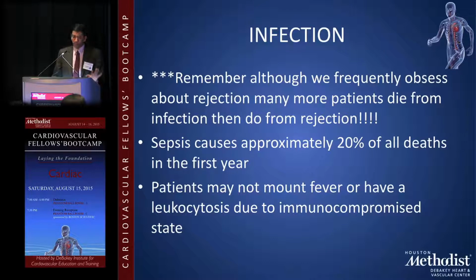So again, like we discussed, immunosuppression is a fine balance between infection and rejection. Although we all worry about rejection, really the most common cause of death in the first year is infection, as we saw in that slide. And sepsis causes approximately 20% of all deaths in the first year.